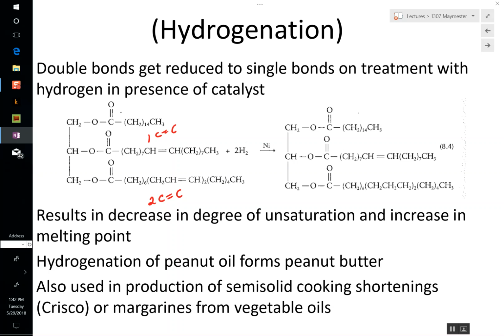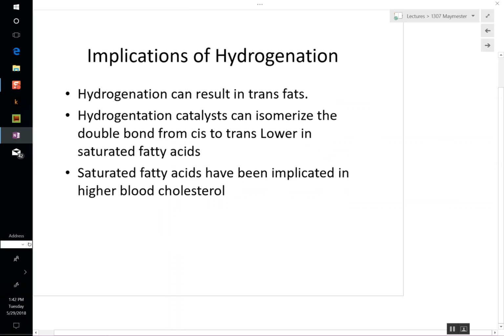All right, the first reaction, hydrolysis, is a natural reaction in the body to break a triglyceride down into glycerol and fatty acids. Saponification is something we do outside the body to make soap. Hydrogenation is something we do outside the body, an unnatural process, to change the boiling point or the melting point. All right, hydrogenation can result in trans fats.